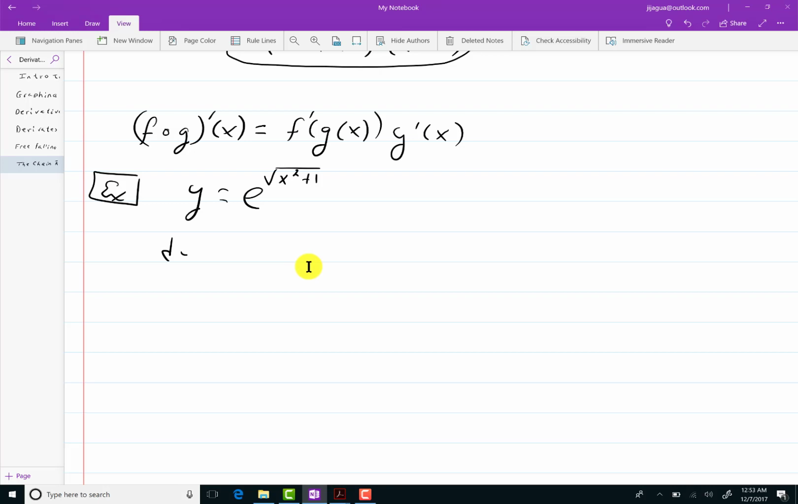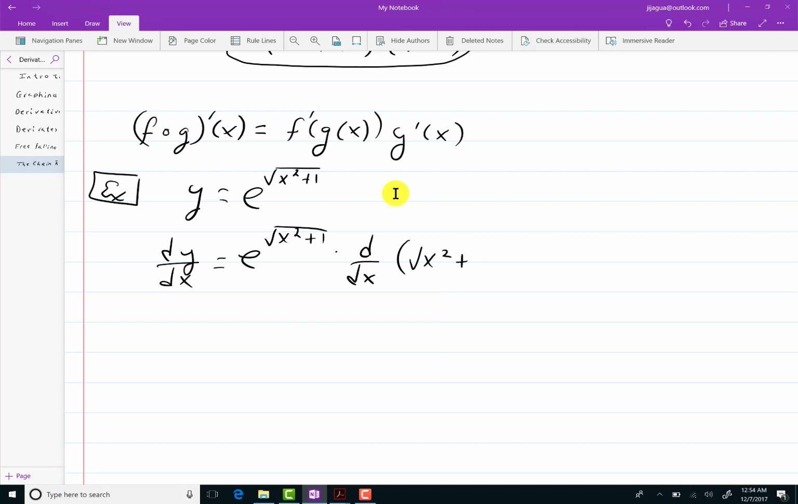I want dy/dx. e is the outermost function. What is the derivative of e to the x? The derivative of e to the x is e to the x. So this is e to something. I leave it alone, because for e to the something, the derivative is e to the something, however, times the derivative of what it was e to.